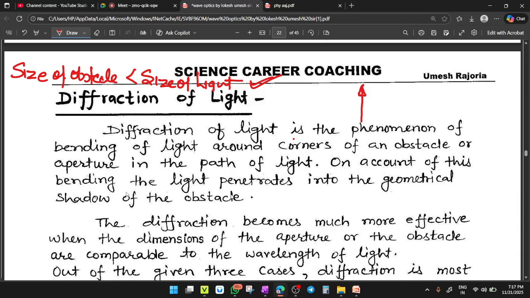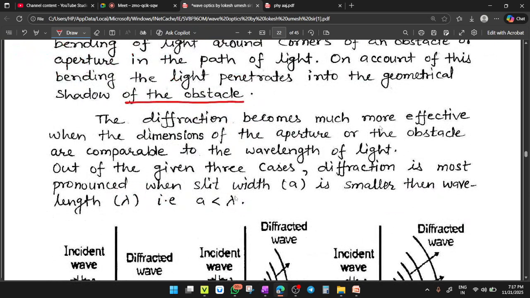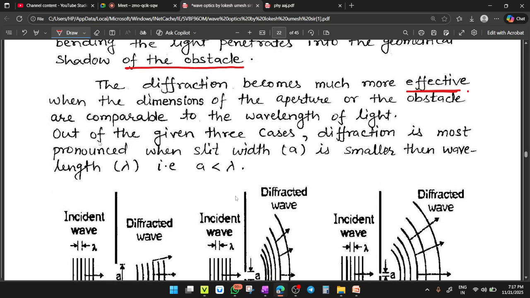On account of this bending, the light penetrates into the geometrical shadow of the obstacle. This diffraction becomes much more effective when the dimension of the aperture or the obstacle is comparable to the wavelength of light. Means when your aperture, or the size of the obstacle, is very small in comparison to the wavelength of light, then this becomes more effective. And at that time you can see diffraction even in daily life.